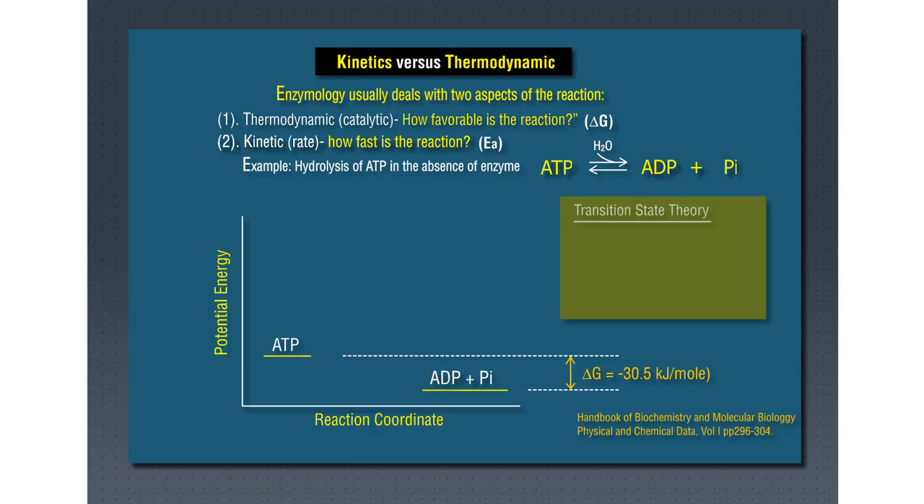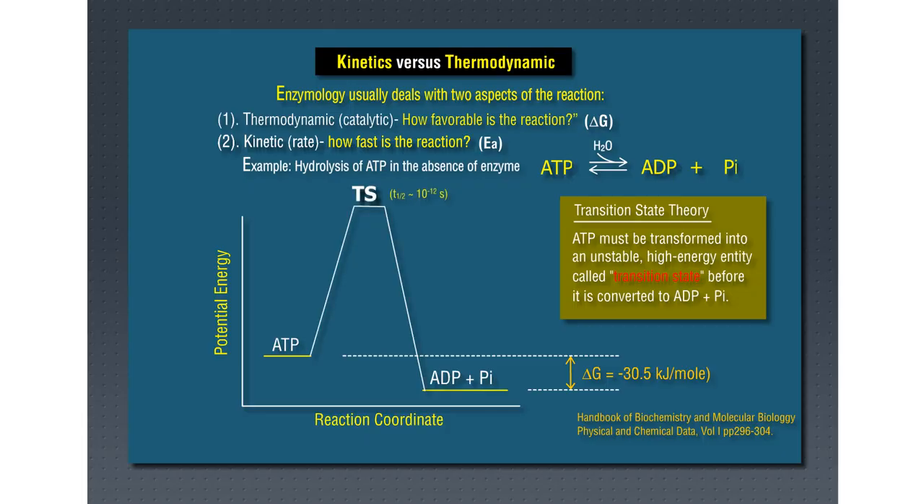According to transition state theory, for a reactant to be converted into product, it must pass through a highly unstable, transient structure known as the transition state. The transition state structure is highly energetic, unstable, and has a very short half-life, on the order of picoseconds.